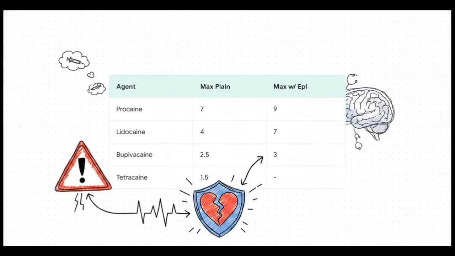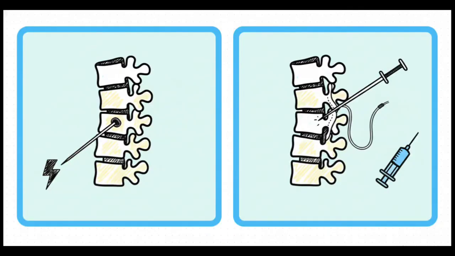Now, knowing your exact agent really matters here. The major red flag that should jump out at you is bupivacaine. It has an incredibly low maximum dose, just 2.5 milligrams per kilogram plain. And the reason this is so critical, unlike other local anesthetics that usually warn you with CNS toxicity first, an accidental intravascular injection of bupivacaine can trigger immediate, severe cardiovascular collapse. So extreme caution there.